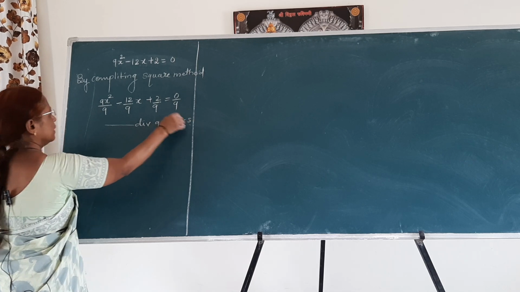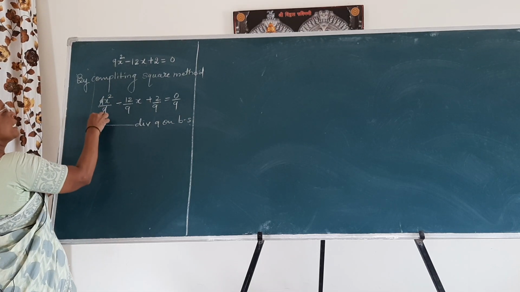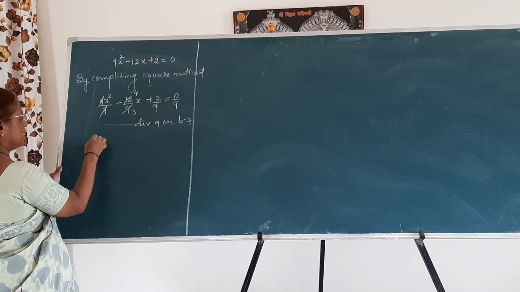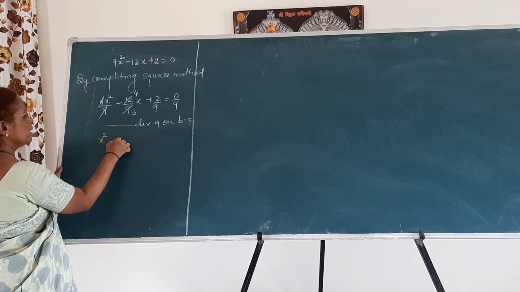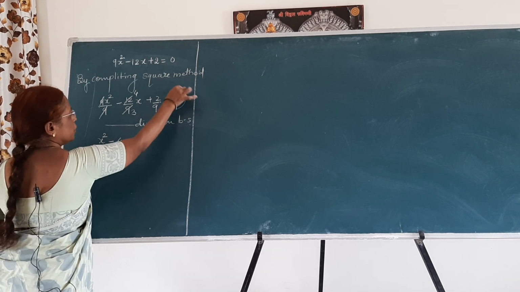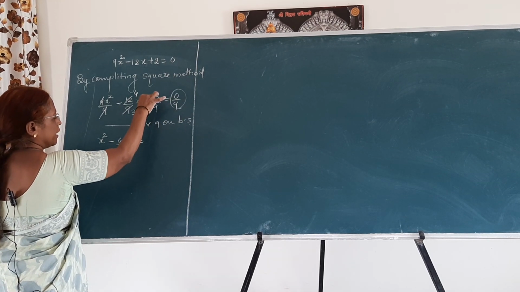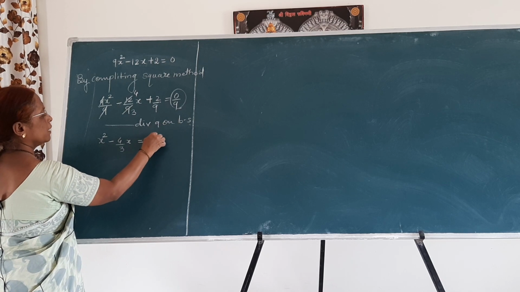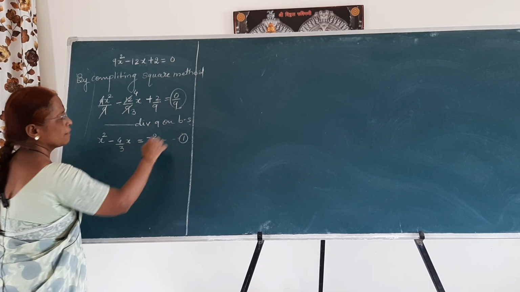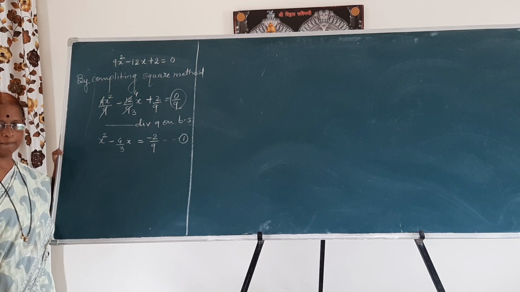We got this. Now 9 gets cancelled. Reduce it by 3. 3 3s are 9, 3 4s are 12. x square minus 4 by 3x is equal to, and this quantity we are going to take on that side, so it becomes minus 2 by 9. And see children, this is our first equation.